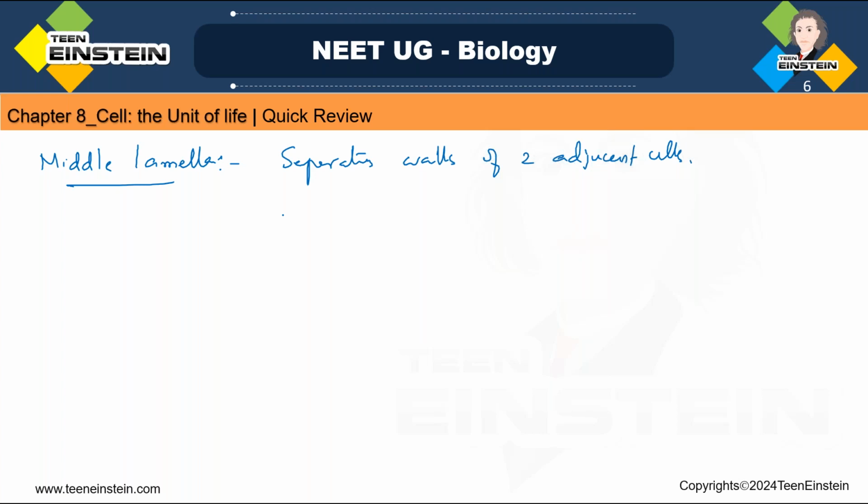So middle lamella is the outermost layer of the cell wall, separating the walls of two adjacent cells. And this middle lamella is made up of calcium pectate and magnesium pectate. Clear? Then next comes the primary cell wall.